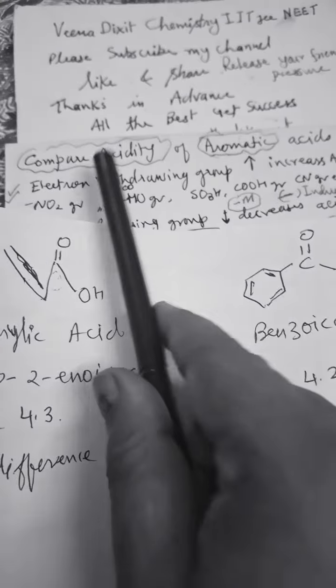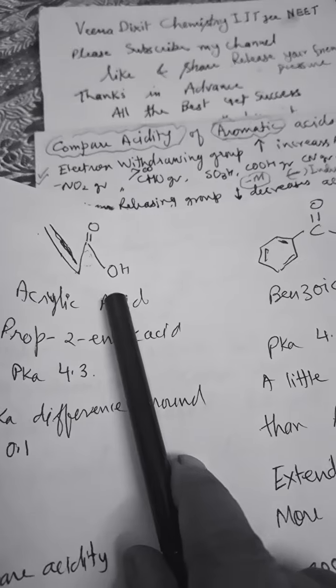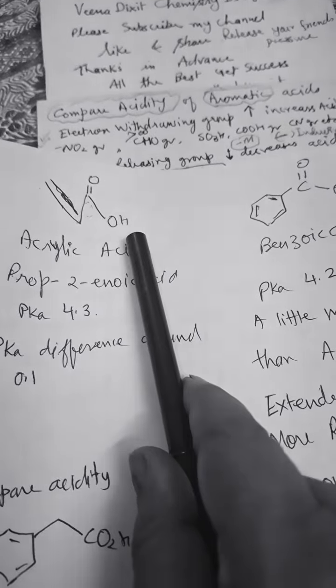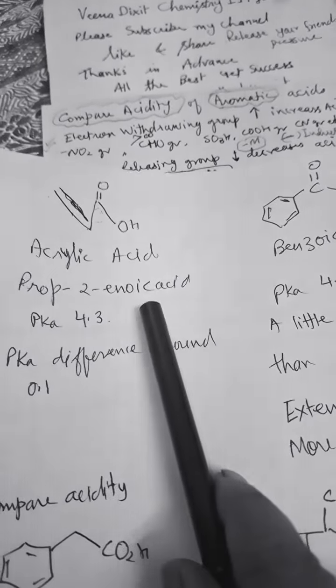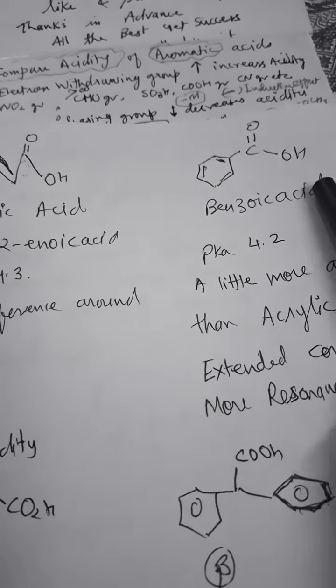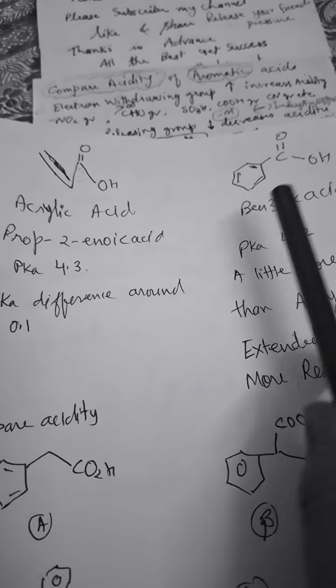We are discussing comparing acidity here. There are 30 sets. We are doing the first one. Here this is acrylic acid, this is propanoic acid, draw this structure, and this is benzoic acid. Which is more acidic and why?